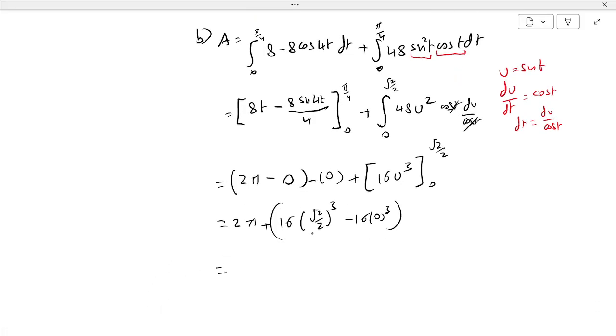The root 2 over 2 cubed, that's going to be 2 root 2 divided by 8. So it's going to be root 2 over 4. Right? 2 root 2, yeah, root 2 over 4. So that's going to get 4 root 2. And then that should be the final answer.